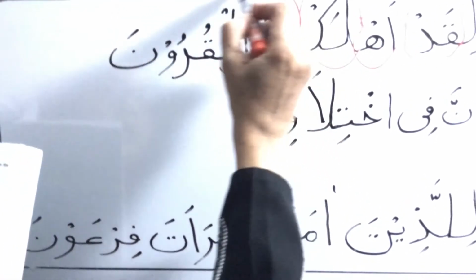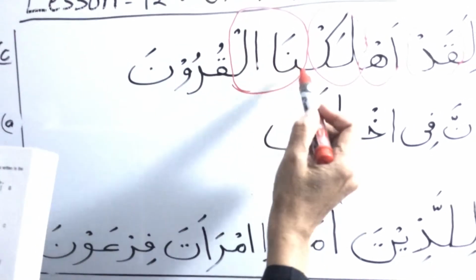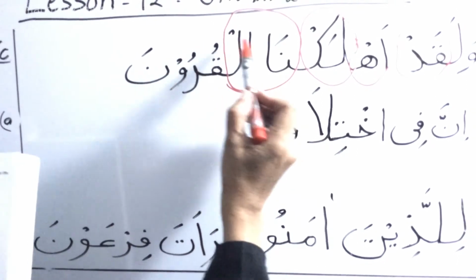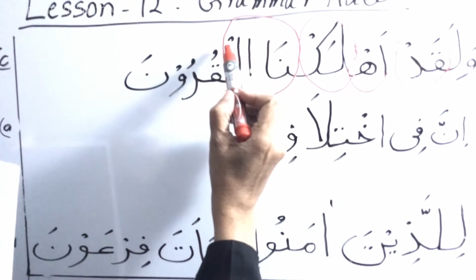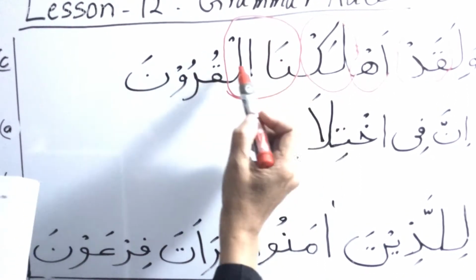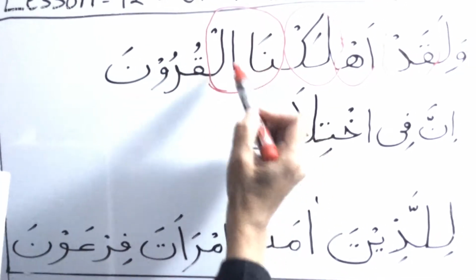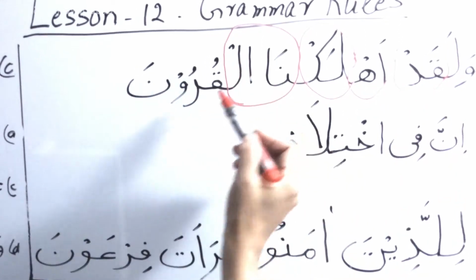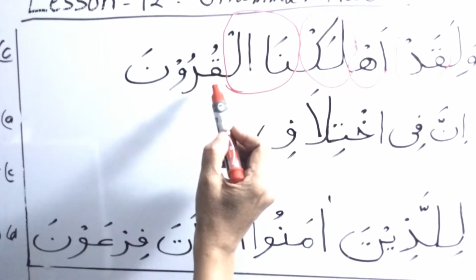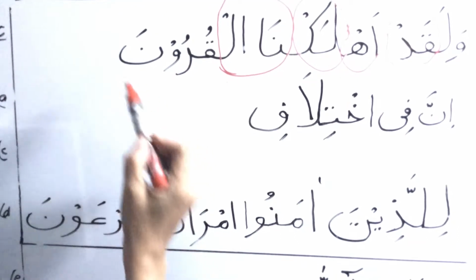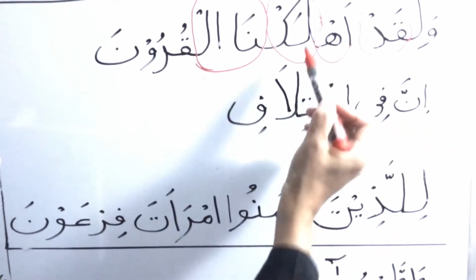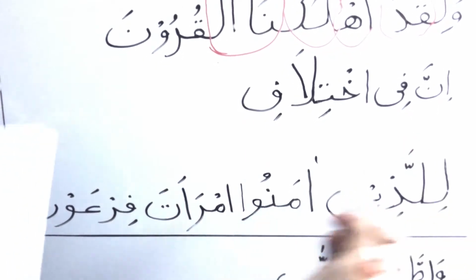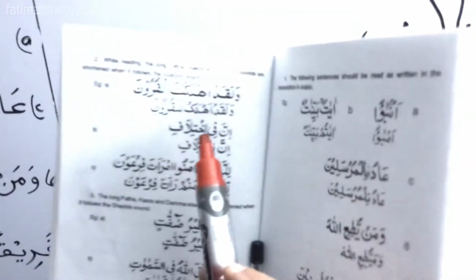So this nal, as it is here written, will become null while reading, because the rule says when a long sound follows a sukoon sound, immediately the long sound is shortened and you will read it as a sukoon sound and say null. Null. Okay. So walaqad ahlaknal quruna. Kudama, ru, lengthen fatha, na fatha. Walaqad ahlaknal quruna.